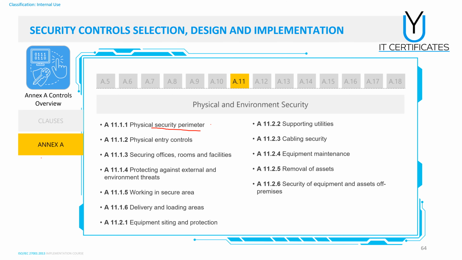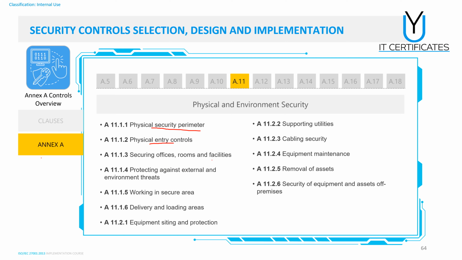Physical security perimeter, as we mentioned, we have to use fences, you have to use lights, you have to use dogs if possible, you have to use security guards. Physical entry controls, you have to use access controls where people will not be allowed to enter the locations without their badges. And these badges should be read by some access control sensors.